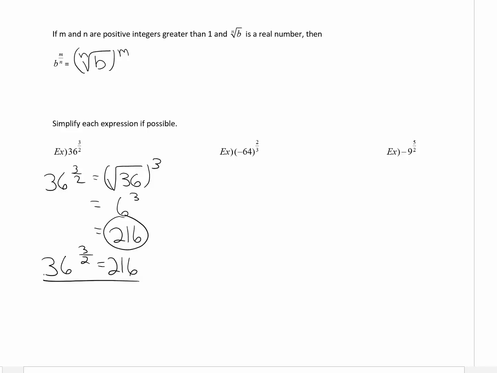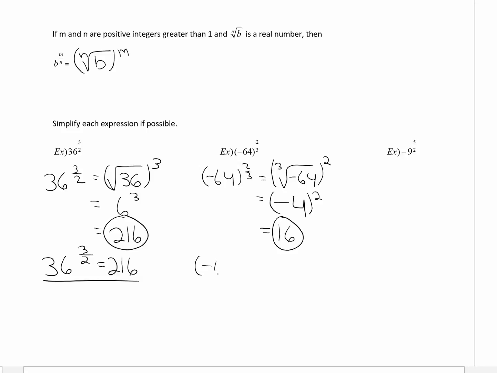Okay, let's take a look at the next example. Notice the negative is inside, so I'm going to rewrite this here, which means I can rewrite it as the cube root of negative 64, squared. Well, the cube root of negative 64 is negative 4, and when I take negative 4 and square it, I get an answer of 16. So negative 64 taken to the 2/3 power is equal to 16.